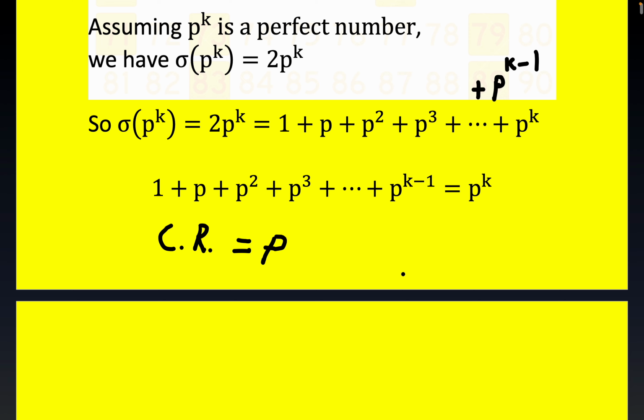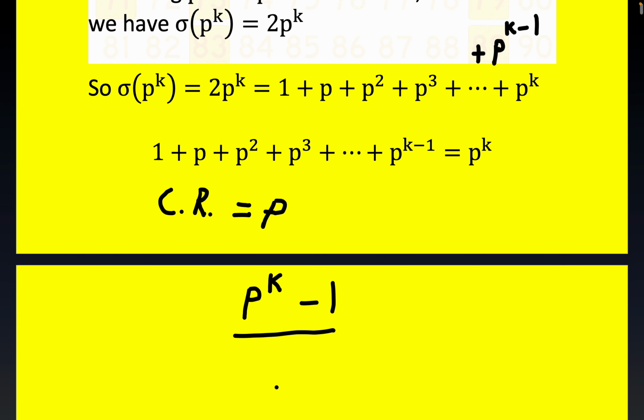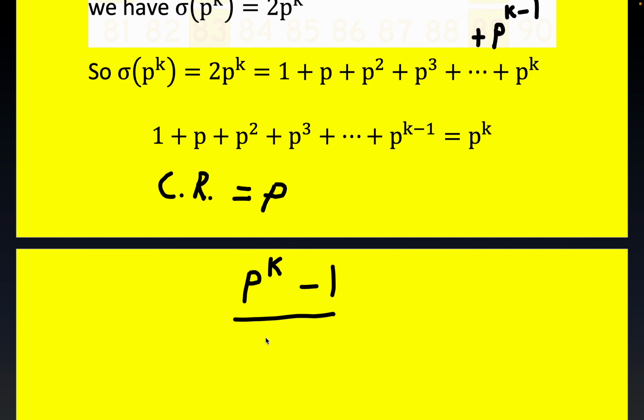And you may remember that the sum on this left-hand side becomes P^K. Now, one way to remember this, and it's not too hard to derive, is that there are actually K terms here, right? This is P to the 0, all the way up to P to the K minus 1. There are actually K terms. And so the sum of this left-hand side is going to be (P^K minus 1) over P minus 1.